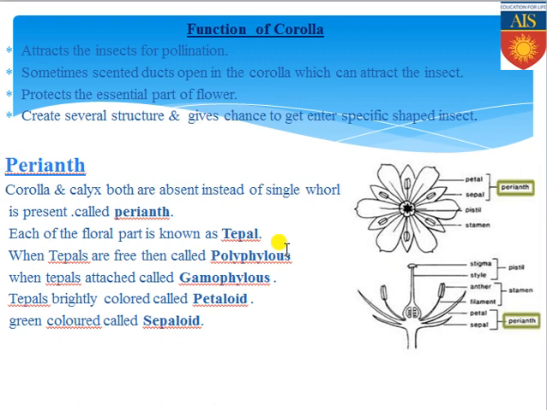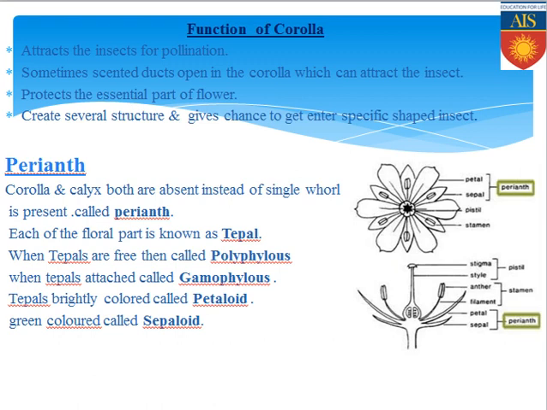Here one small piece of information we need to keep in mind, regarding the perianth. What is perianth? In some flowers, you will see that the calyx and corolla portions are not properly distinguished. Corolla and calyx have mixed with each other, they are just joined with each other. That specific structure where the corolla and calyx are joined and you can't distinguish them properly is commonly known as perianth.